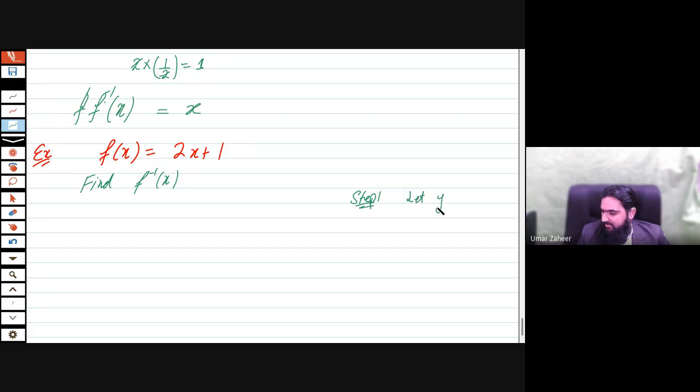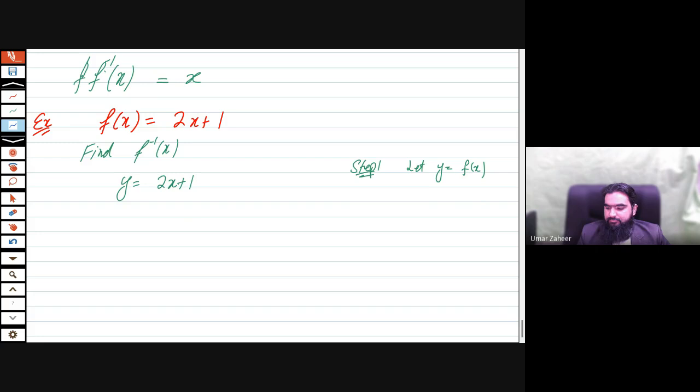Let y is equal to the given function. If it is f of x, y is equal to f of x. If it is g of x, so y is equal to g of x, like this. So the equation will become y is equal to 2x plus 1. Yes, everyone, the first step is clear. We just have to let y is equal to f of x.